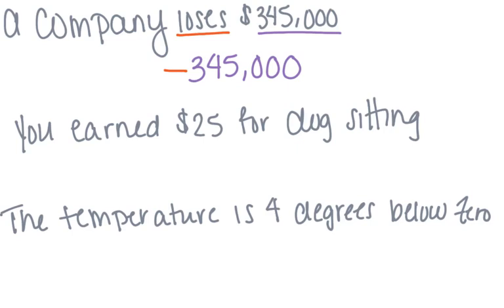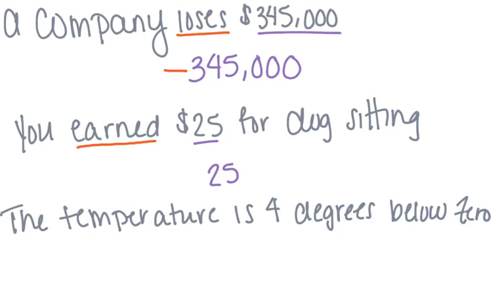Now let's look at the second one. You earned $25 for dog sitting. Our integer is 25. Now is it positive or negative? A key word here is earned. If you are earning something, it is positive. So our number is positive, and all you need is 25. You do not need a plus sign in front of the 25.